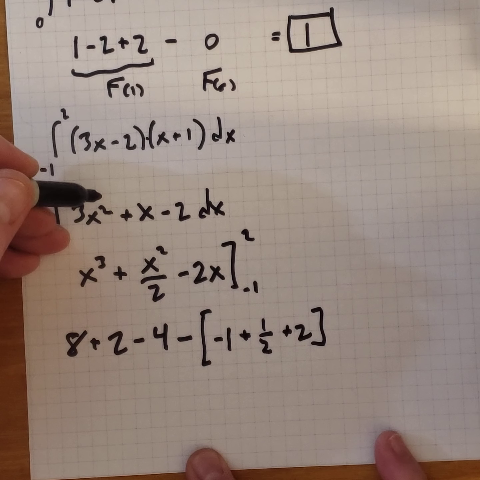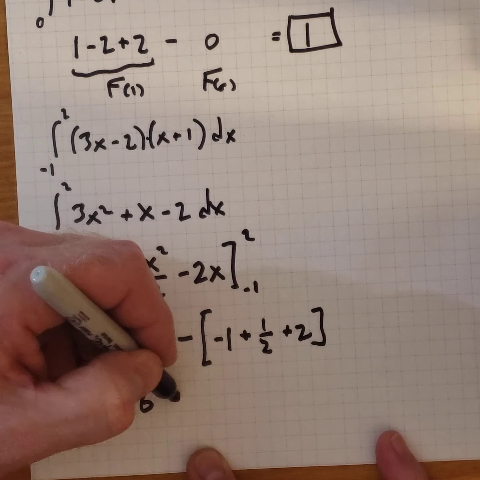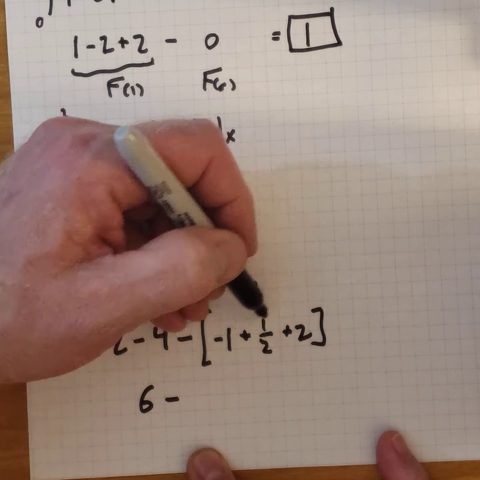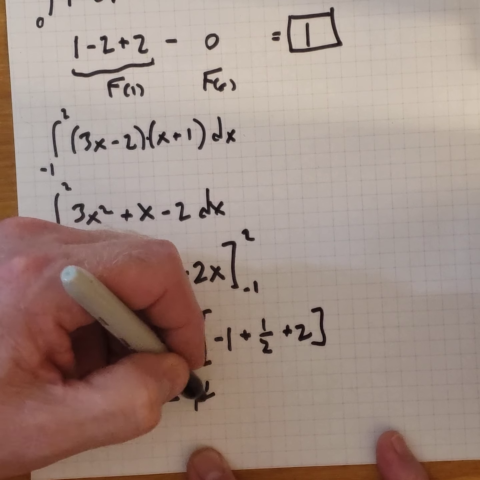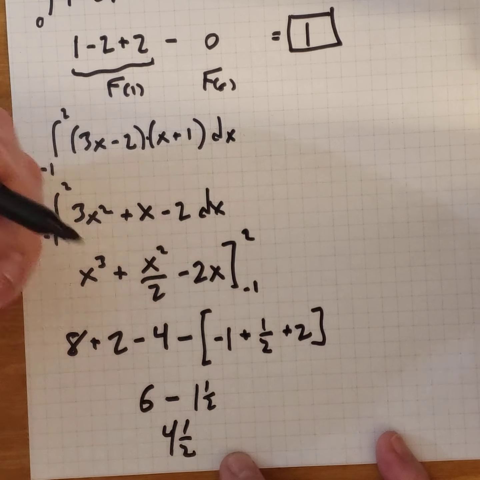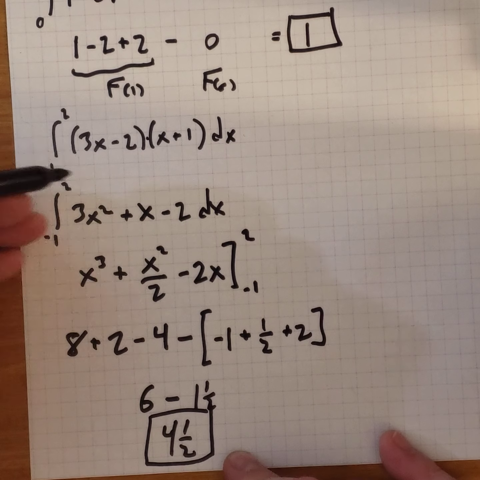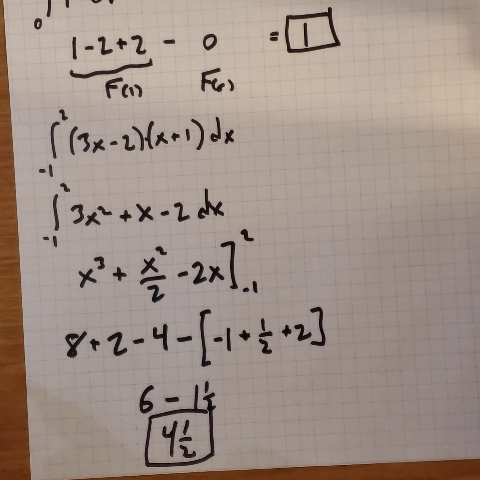And how you simplify this is up to you. 8 plus 2 is 10 minus 4 is 6. And then negative 1 plus 1/2 is negative 1/2 plus 2 is 1 1/2. So we're subtracting 1 1/2, and that'll give us 4 1/2 or 4.5 or 9/2, however you want to write that. And again, you can go ahead and graph that and check it using the calculator.